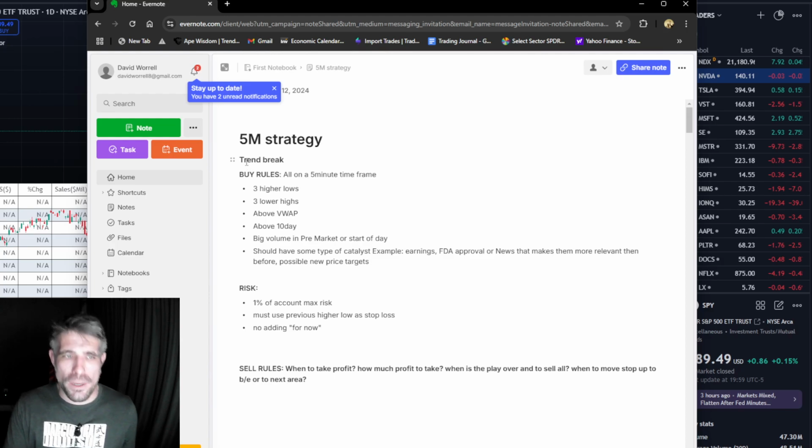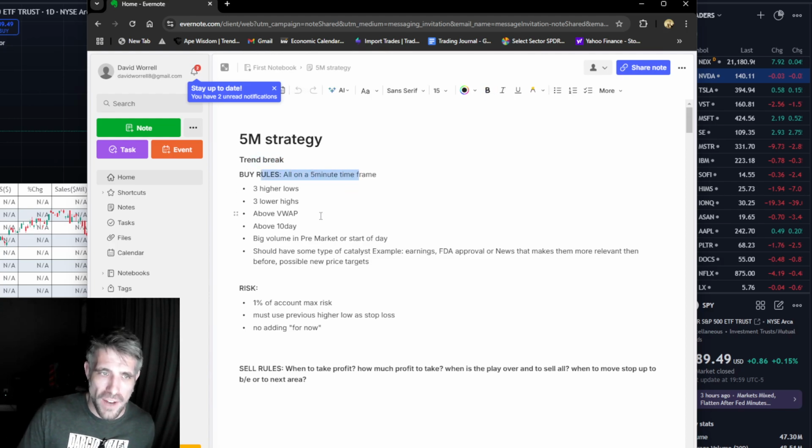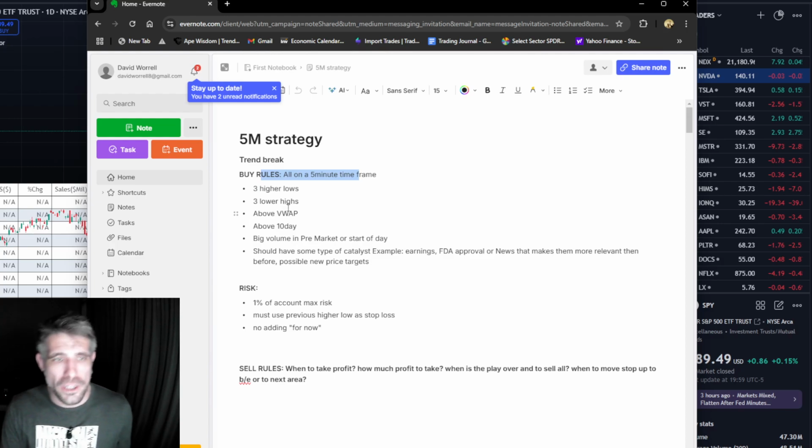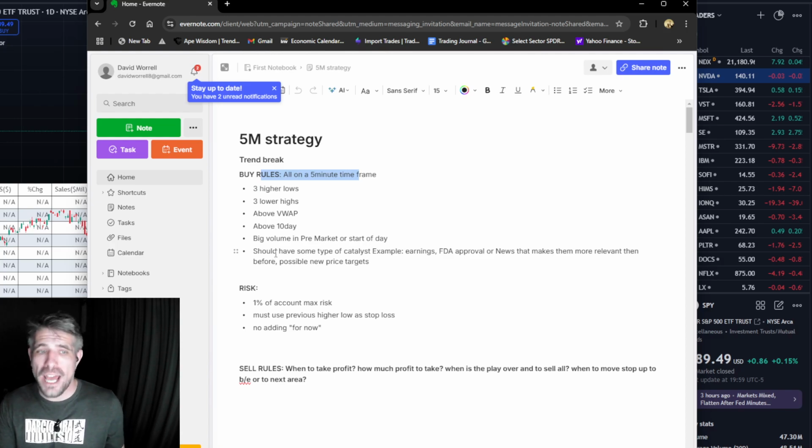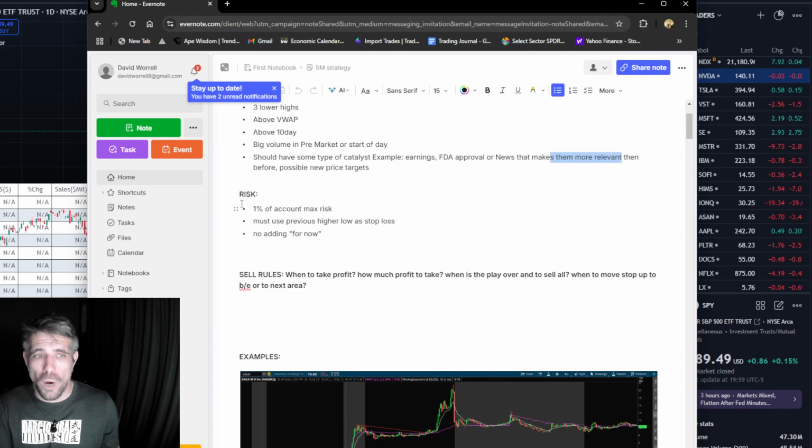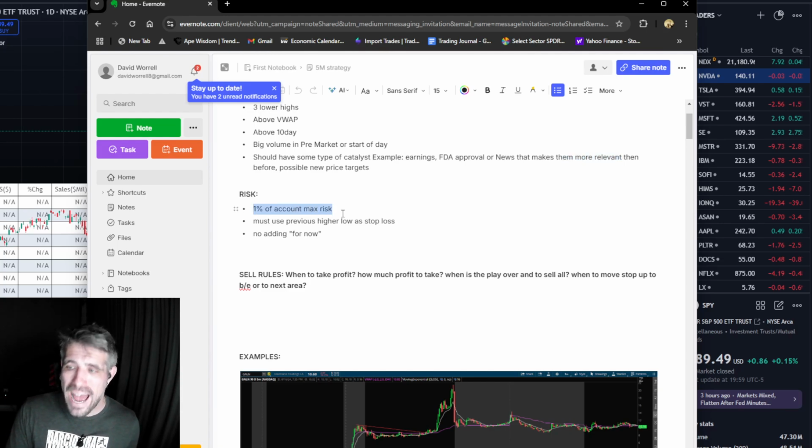For the 5-minute, I have the trend break strategy, the buy rules, all in the 5-minute time frame. 3 higher lows, 3 lower highs, above VWAP, above 10-day moving average. Big volume in pre-market to start the day. Should have some type of catalyst: earnings, FDA approval, news that makes it more relevant. My risk is only 1% of my account at max. Meaning if I have $100, the most I'm going to risk is $1. Okay? 1% of your account.